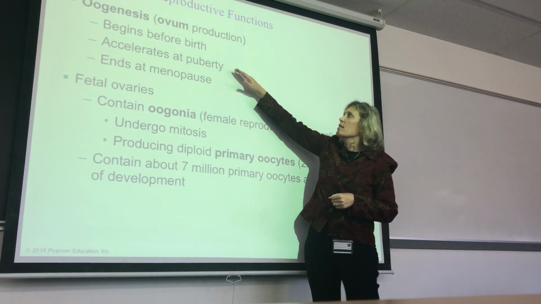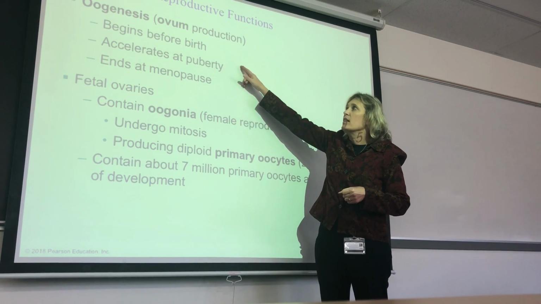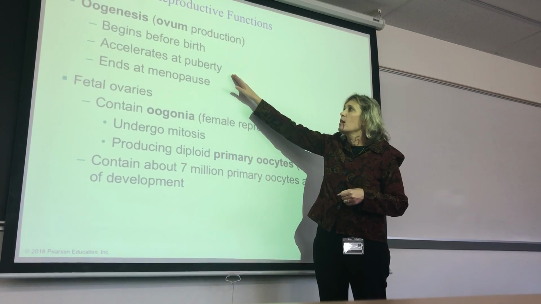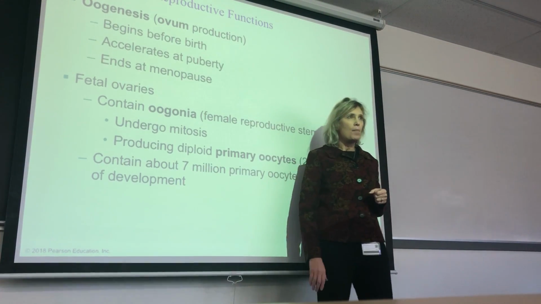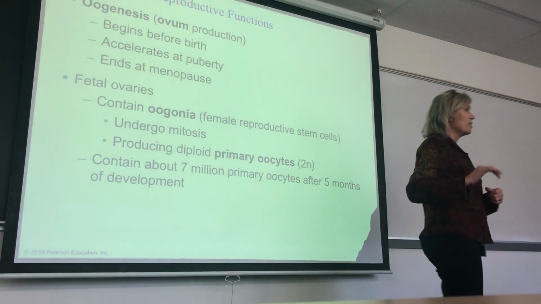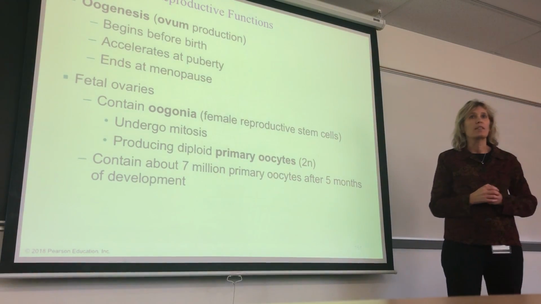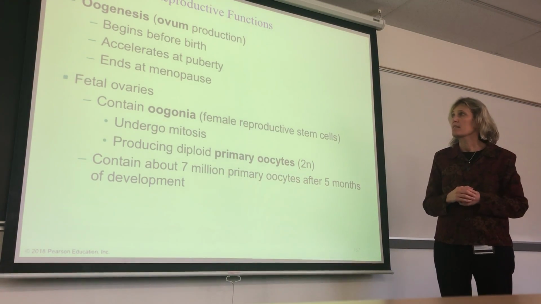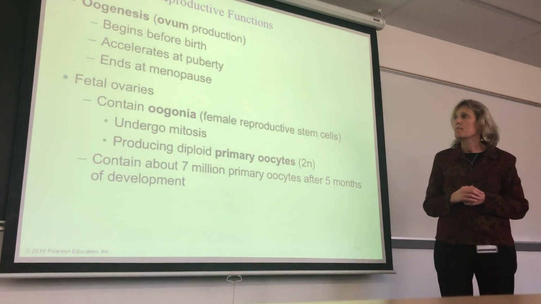So oogenesis, unlike the male, begins before birth, accelerates at puberty, and then ends at menopause, whereas in the male, spermatogenesis isn't going to end that early.